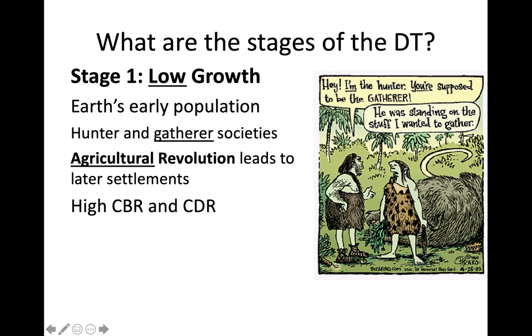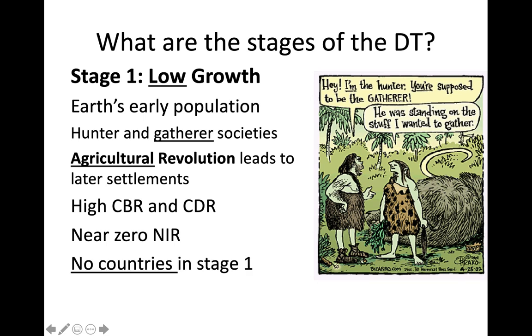Stage 1 of the demographic transition model has a high crude birth rate and a high crude death rate. They also have a near zero natural increase rate. There are currently no countries in Stage 1. Stage 1 of the demographic transition model does not exist on Earth at this time.